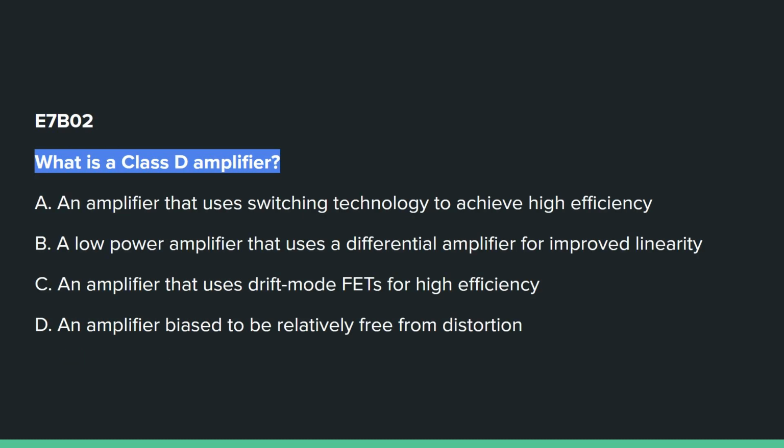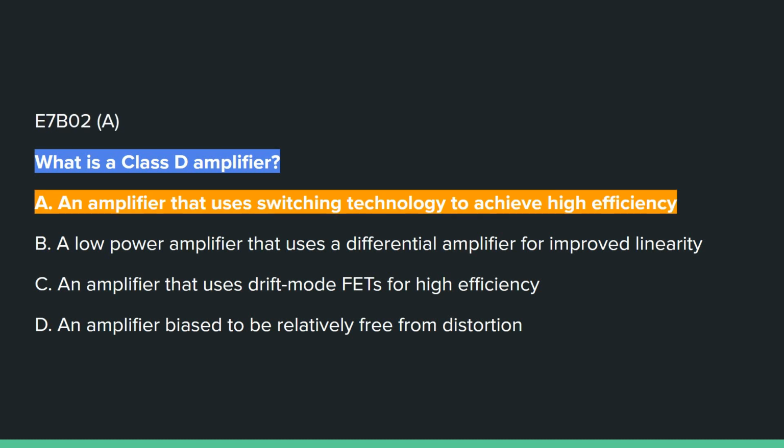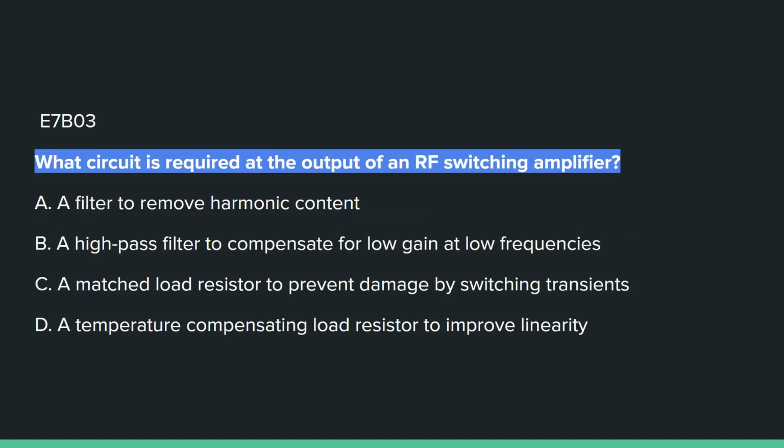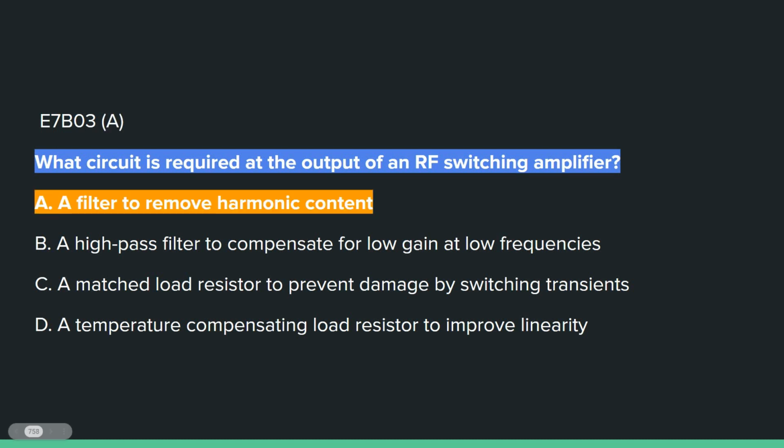E7B02, what is a class D amplifier? An amplifier that uses switching technology to achieve high efficiency. E7B03, what circuit is required at the output of an RF switching amplifier? A, to filter or remove harmonic content.